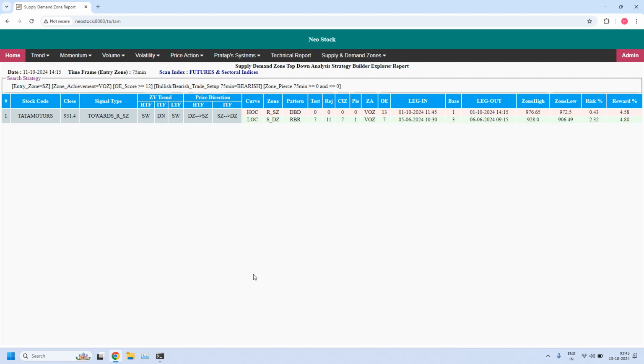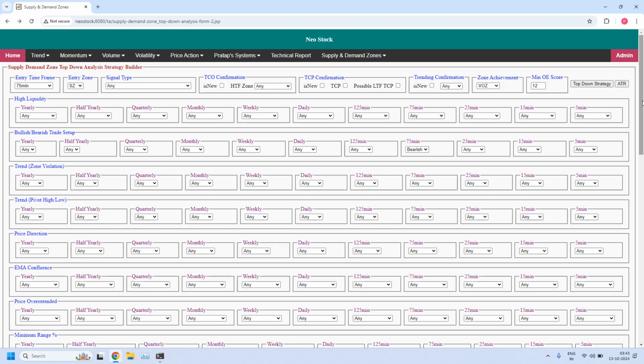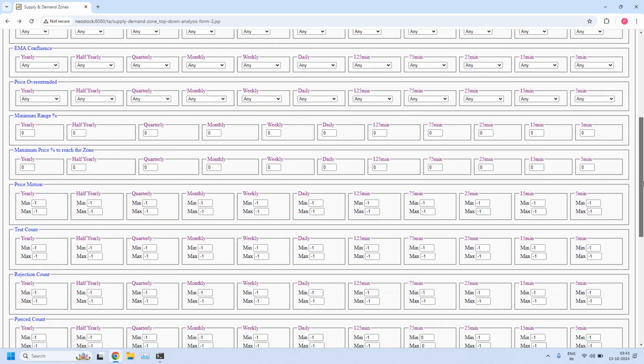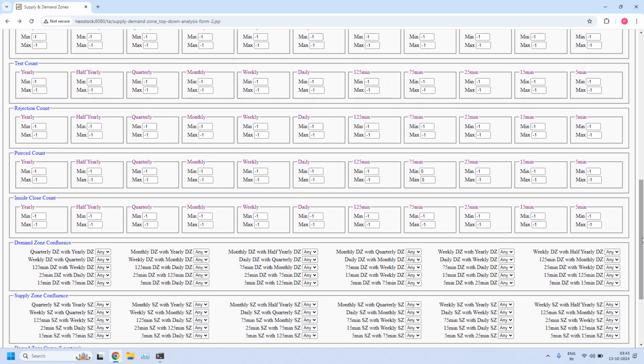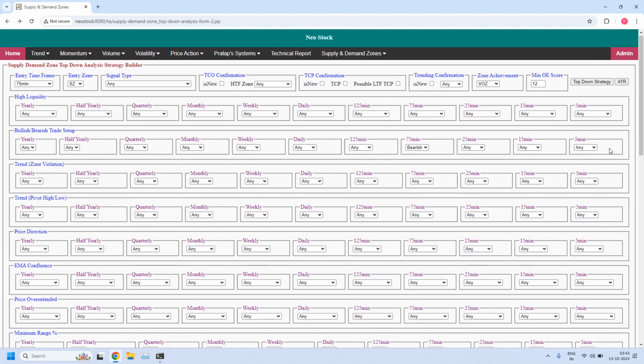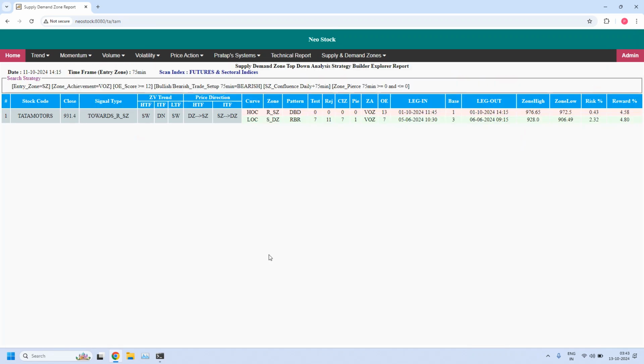Okay, now let's verify if this is supporting any high probability setup. Let us check if this stock is having ITF confluence. In the supply zone confluence, the 75-minute supply zone with the daily supply zone filter I enabled. Very good. It is also supporting ITF confluence, so it is a high probability setup.